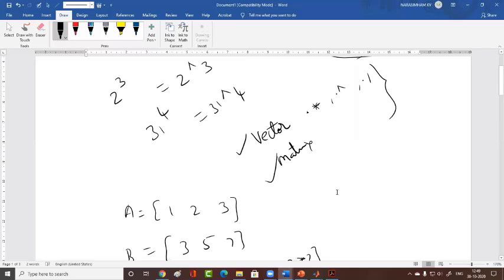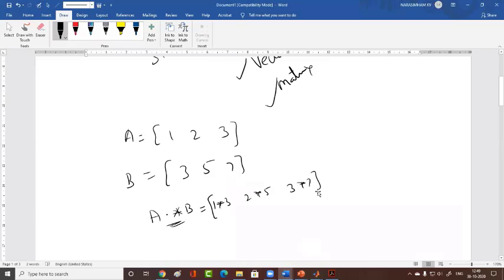In detail, we will discuss this in the vectors and matrices concept. Roughly, I will explain. Suppose A is a vector and B is a vector. A contains 3 elements: 1, 2, 3. B is another vector: 3, 5, 7. If you write A dot star B, it is nothing but element-wise multiplication. Dot star means element-wise multiplication.